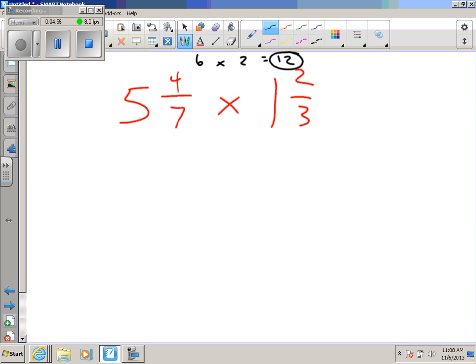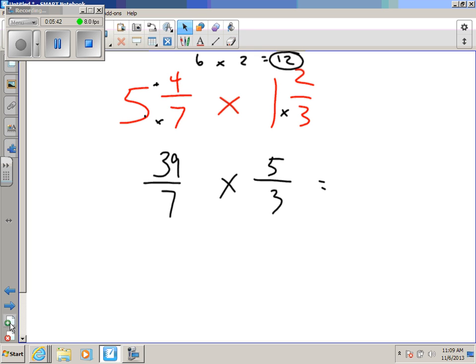Now, neither of these this time are in fraction form, so I need to put them both into fraction form. Remember the process. Multiply the whole number times the denominator, and we get 35, and then we add the numerator, so we get 39. Denominator will stay at a 7. Then multiply your whole number times your denominator, 3, plus the 2, over 3. Before we do any multiplication, I don't really want to do 39 times 5 and then divide it by 21 if I don't have to. So I ask myself, do 39 and 3 have anything you can divide both by? 3. How many 3s in 39? 13.